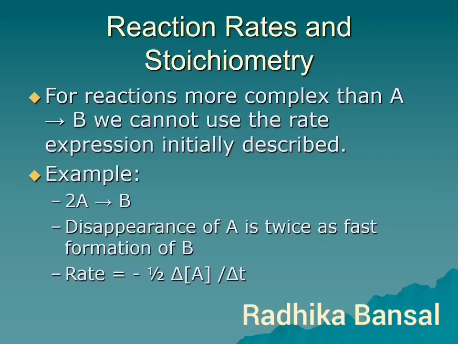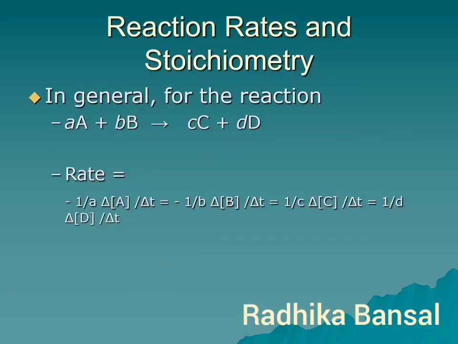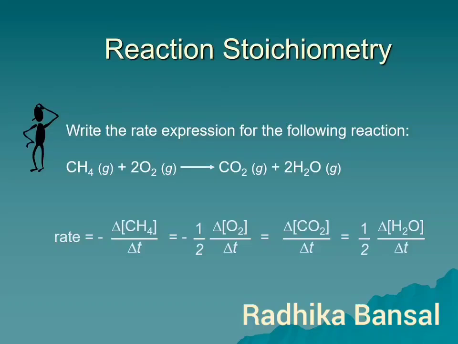Stoichiometry refers to the quantitative relationship between the reactants and products in a chemical reaction. Alright. See, it helps you determine basically two major things. First is how much product will be formed from a given amount of reactants. And second is how much reactants are needed to produce a certain amount of product.